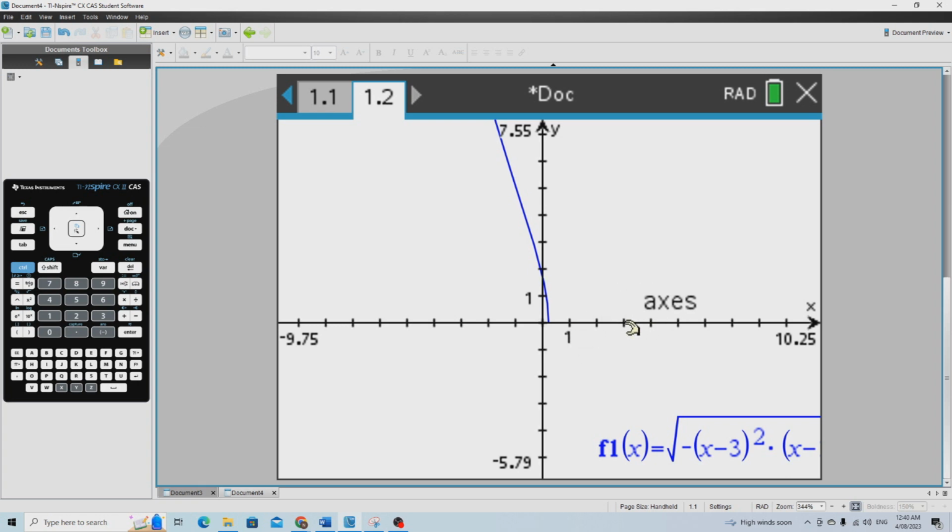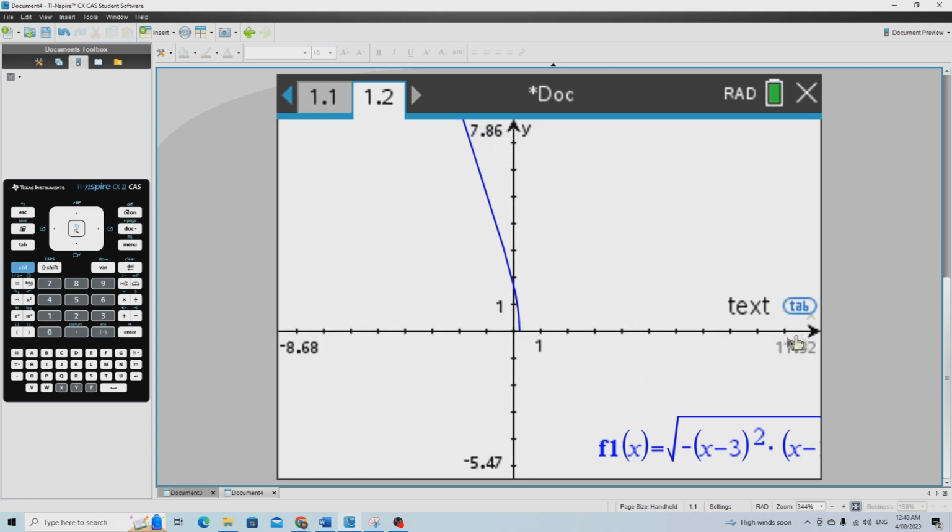1 to 3. Okay, wait. The domain of g does not include the interval 1 to 3. Could be true. The domain of g includes the interval 1 to 3. Nope. And the last one is the domain of g does not include the interval 3 to infinity. So 3 to infinity.